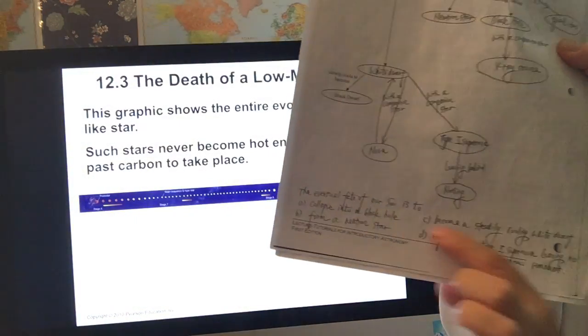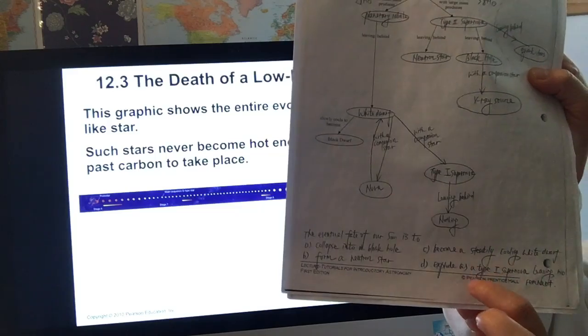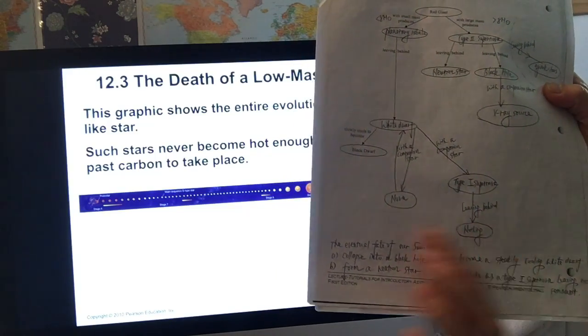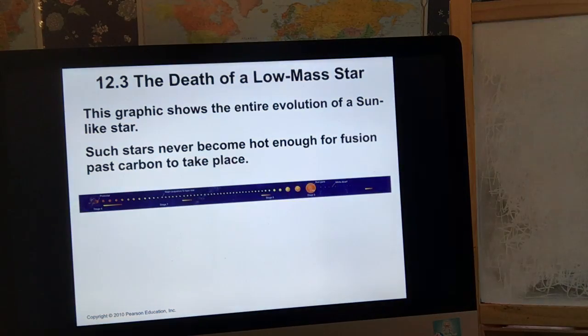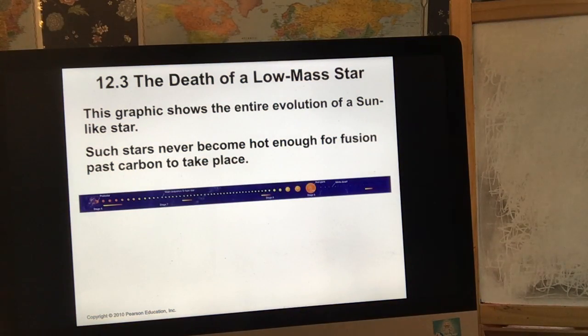At the bottom of this page, I gave you a sample multiple choice question. So what kind of question might you expect me to ask? You might want to take a look at that as well.